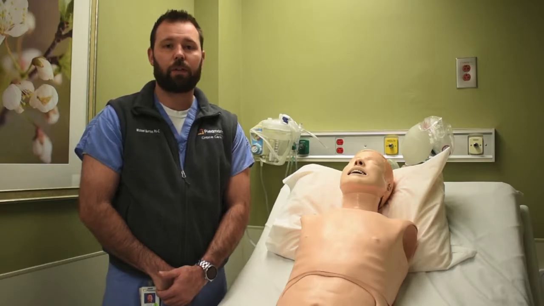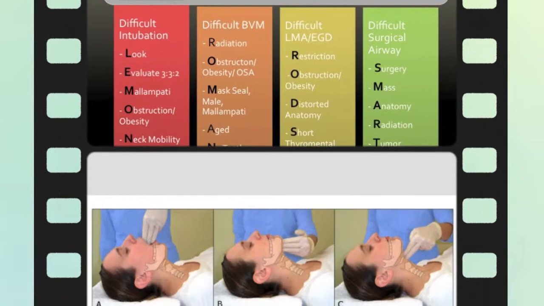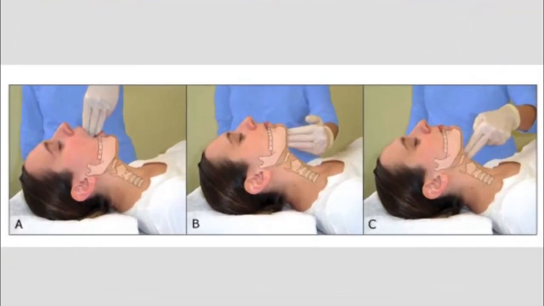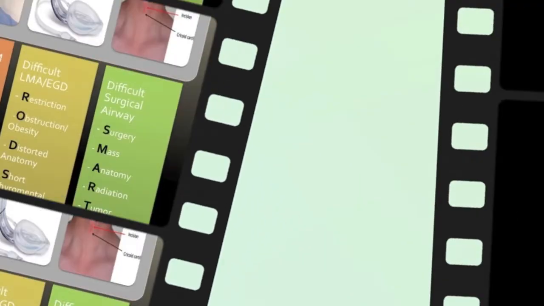the difficult airway predictors. The memory aid for difficult intubation or laryngoscopy predictors is LEMON. L stands for look. Use your gestalt and look at the patient. Do they look like they are going to be a difficult intubation? E stands for evaluate, 3-3-2. That's 3 fingers in the mouth, 3 finger breaths under the chin, and 2 finger breaths of thyromental distance. Less than these distances, and the patient likely has an anterior airway.